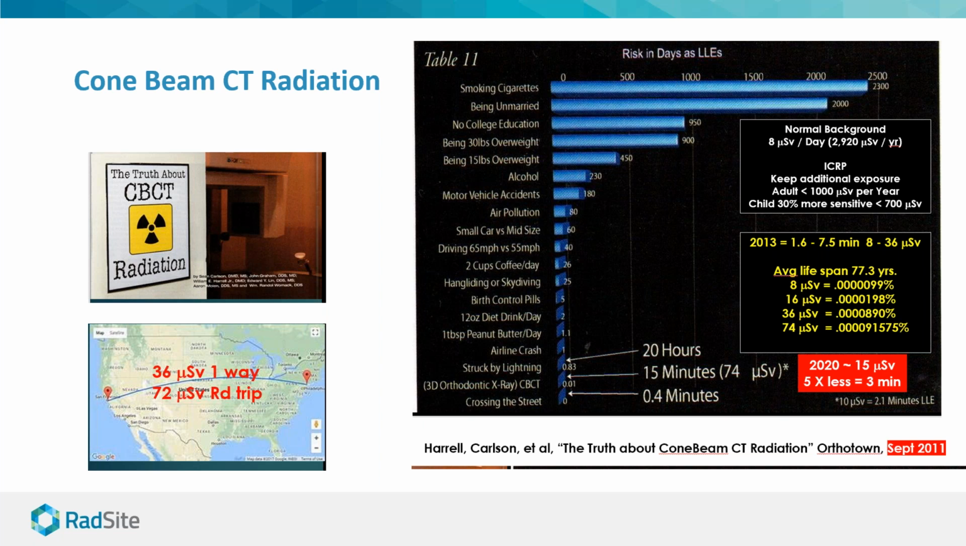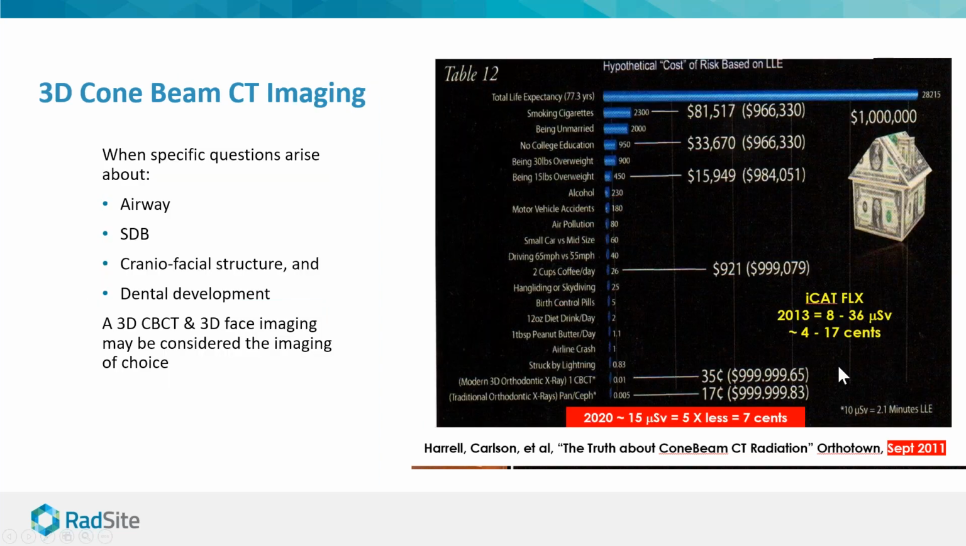A one-way ticket from New York to Los Angeles, you get about 36 microsieverts in that flight. So you get about 72 microsieverts, which is about what this is. So you get about 1 ConeBeam of radiation dose if you fly a round trip from New York to Los Angeles, to put it in perspective. We can go to the next slide.